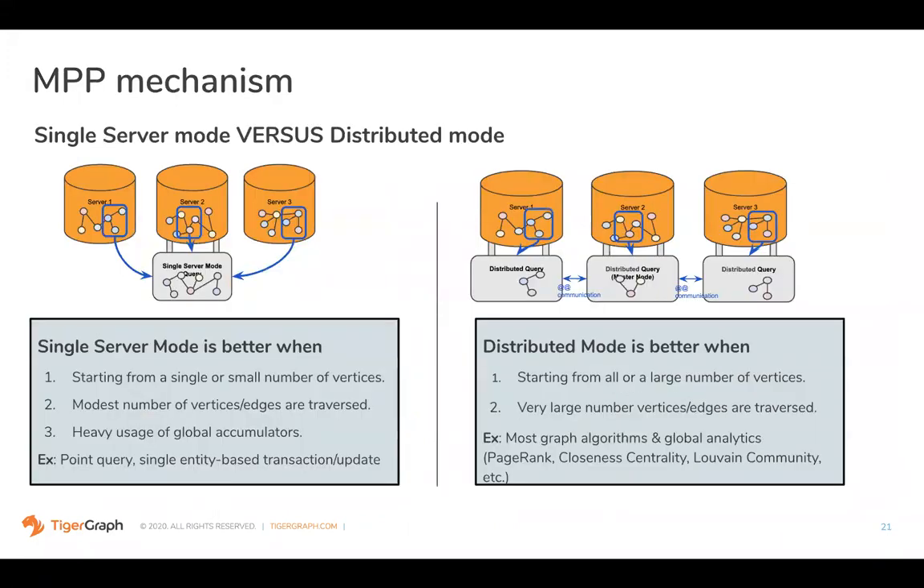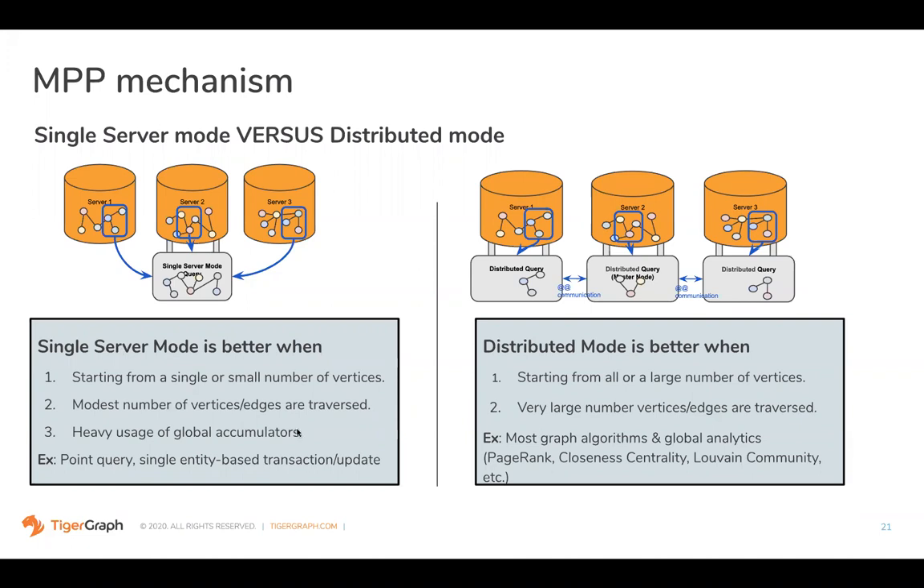So again, to do a quick recap of which one is useful. If you are starting with a small number of vertices, then single server mode is best. For example, point queries. We call a point query one where the predicates are very simple, or you are dealing with a very small subset of vertex data. These are basically transactional queries, OLTP queries. These are the ones that are the best fit for single server mode.